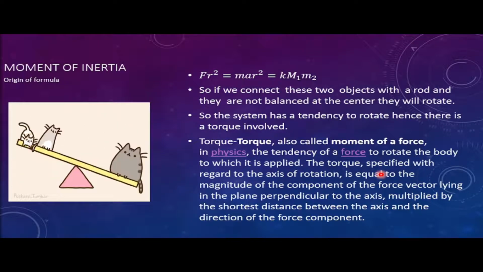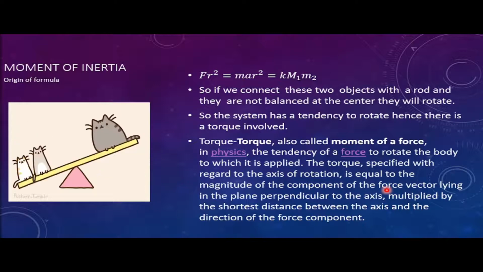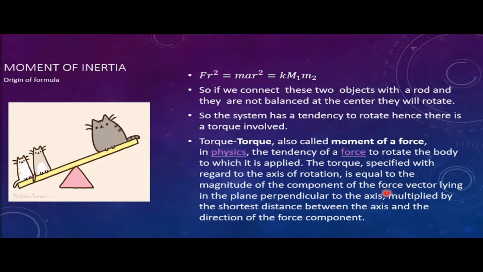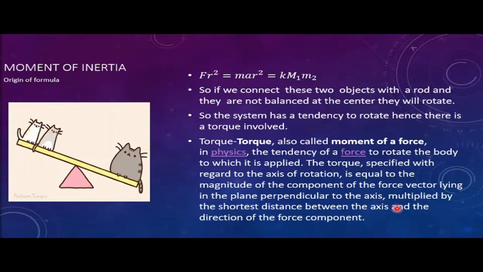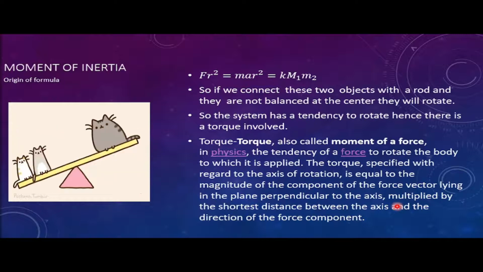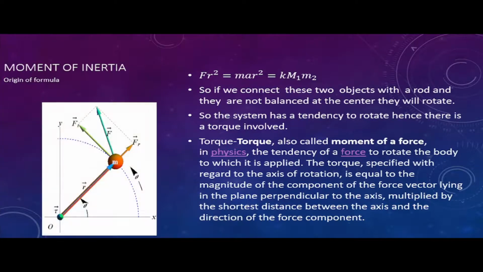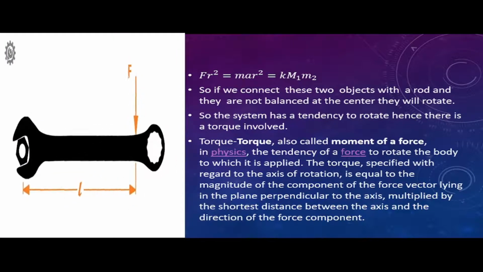Okay, so the torque with regard to the axis of rotation is equal to the magnitude of the component force multiplied by the length of the lever arm to which it is applied, from a certain distance at a fixed axis. So just like this. Okay, so the wrench is the lever arm and it has a certain length L, and as you can see, there is a force applied that turns the nut in a certain direction.